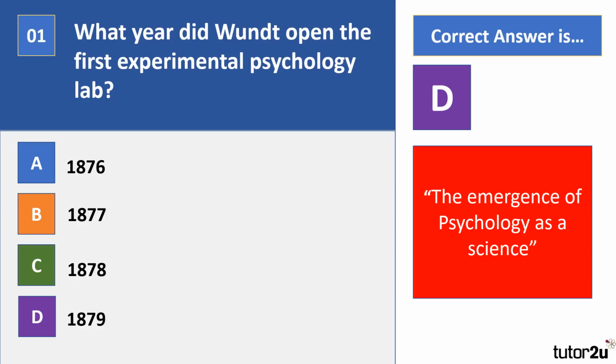Now, this is listed under the emergence of psychology as a science on your specification. So the lab itself was called the Institute for Experimental Psychology, and it was opened at the University of Leipzig in Germany. Now, we often describe the opening of this lab as where psychology was really born, because it moved psychology beyond its more philosophical roots, because it started to use the scientific method to begin to study the mind.